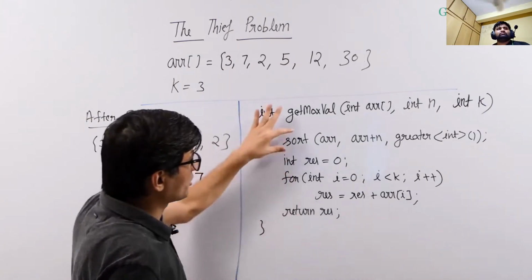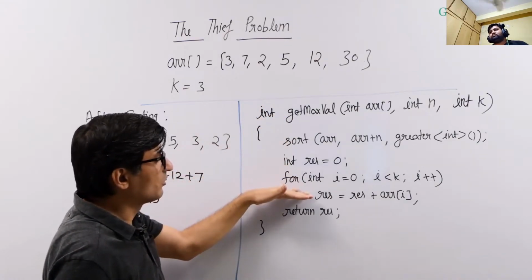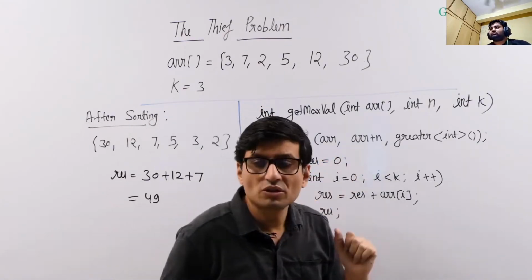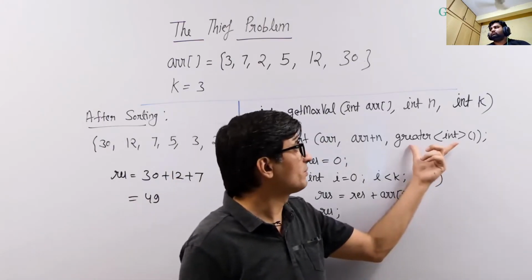Those are the largest k items. So after sorting, we initialize the result as 0, then we run a loop and do a sum of the first k elements and then return the result. Please note that to sort the array in decreasing order, we need to pass this greater function.